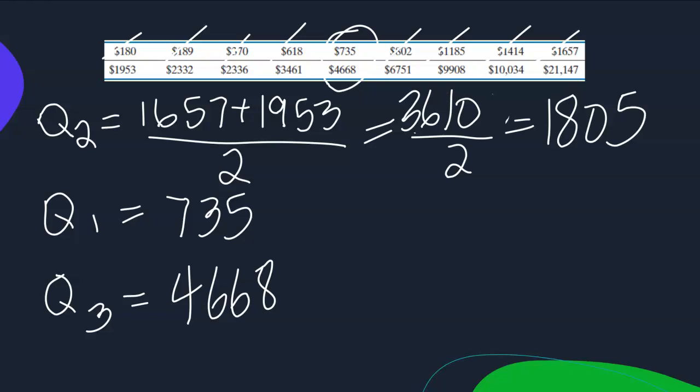So what does that mean? That means that 25% of the claims are less than or equal to $735. And Q3 means that 75% of the claims are less than or equal to $4,668. What does Q2 mean? That means that 50% of the claims, half of the claims, are less than or equal to $1,805. So that is how you will calculate your quartiles, and that is what the quartiles mean.